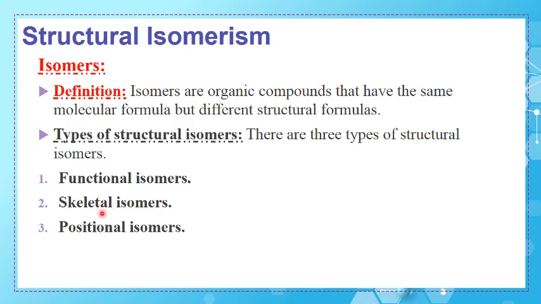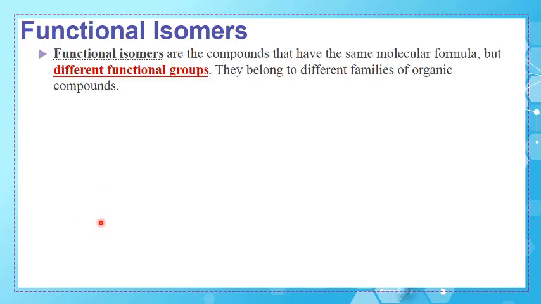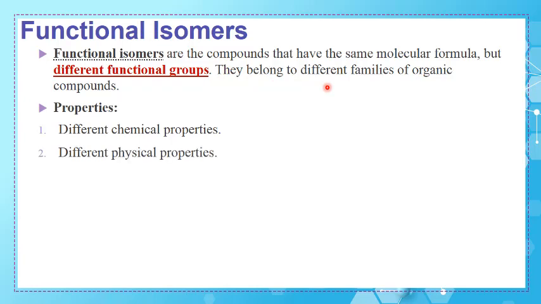What does each term mean? Let's see. For the functional isomers, as its name indicates, functional. So functional isomers are the compounds that have the same molecular formula but different functional groups. Definitely, when we have 2 isomers which are functional, they belong to different families of organic compounds. They definitely have different chemical properties, since the functional group determines the family and thus the chemical properties, and they have different physical properties.